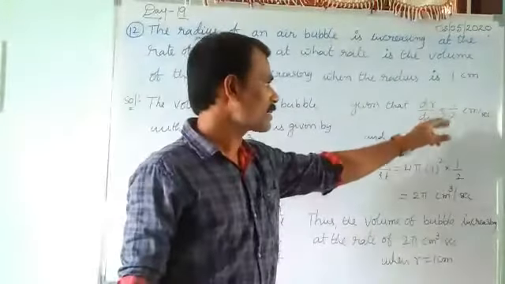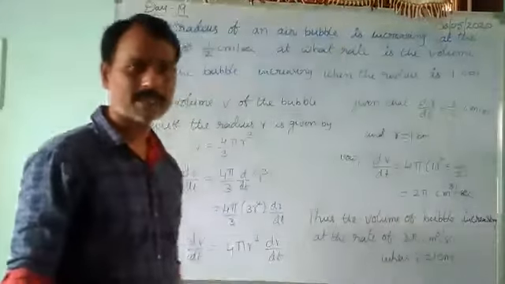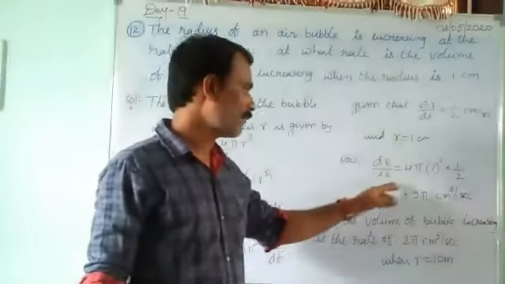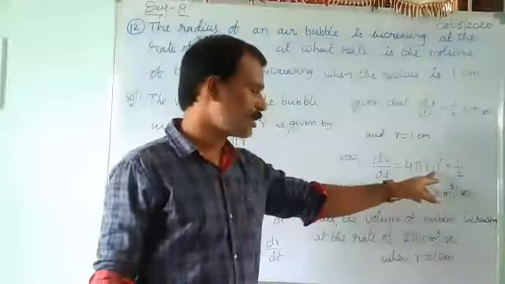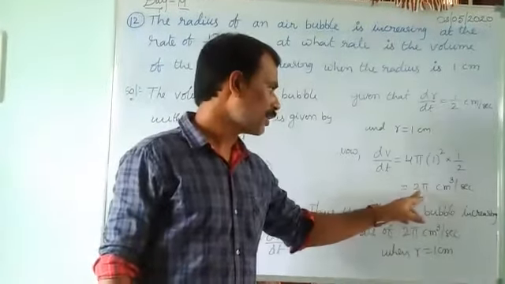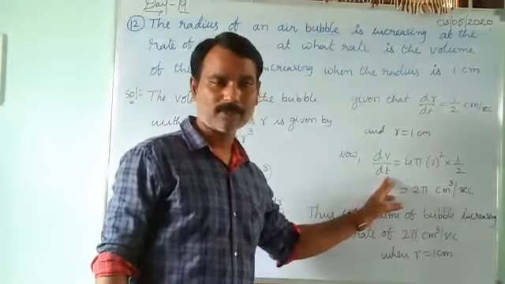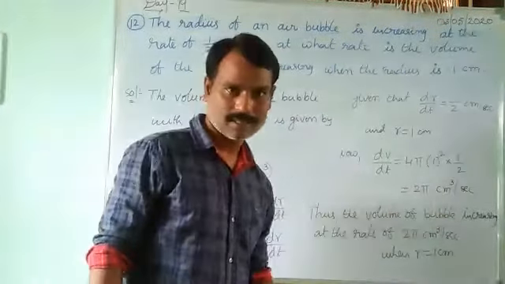Given that dr by dt is equal to 1 by 2 centimeter per second and radius is equal to 1 centimeter, now the dv by dt value is 4 pi into r square, that is 1 square, into dr by dt value, which is 1 by 2. By calculating, what do you get? 2 pi. The volume rate with respect to time is in centimeter cube per second.